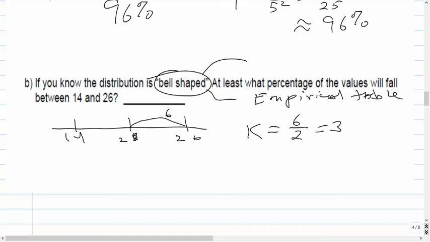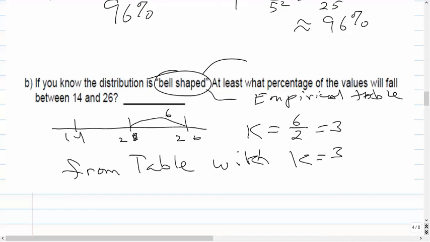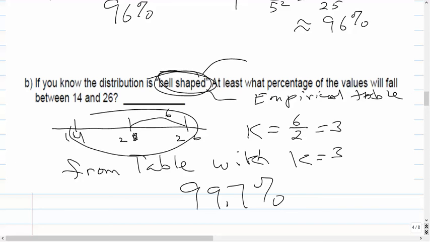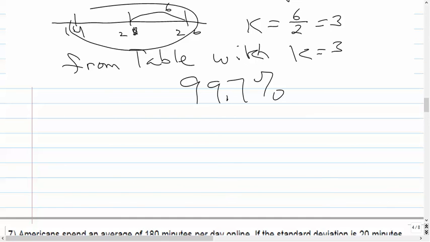But an empirical table, and I don't have it on the screen for you, but you should take it out of your notes. From the table, with k equal to 3, you see that 99.7% of my data associated with the distribution would be between 14 and 26 if I know this is a bell-shaped distribution. Okay? So the answer to that one is 99.7%. Next problem.